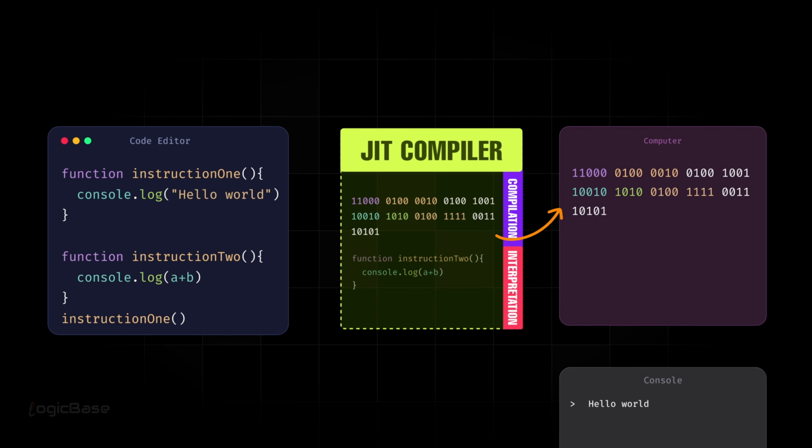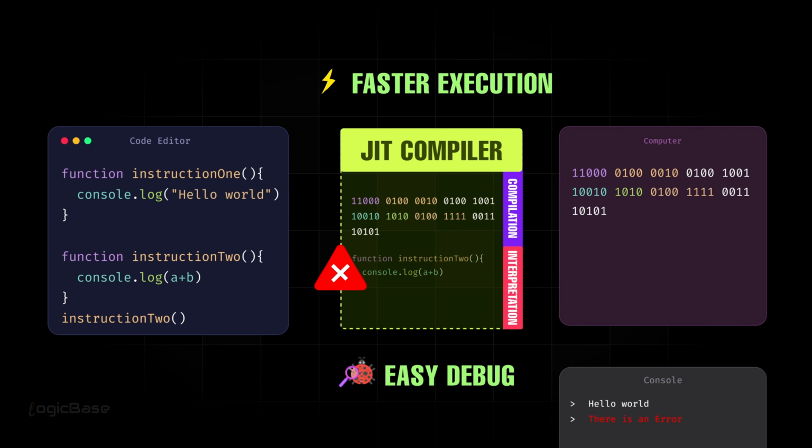Now, suppose we call another function, instruction 2, and an error occurs inside it. The JIT compiler would immediately detect it and say, I have just in time compiled this function, and there's an error here. Stop right there. This allows the programmer to instantly see where the issue is and fix it, maintaining both speed and debugging flexibility. That means we can still debug easily, so it's both easy to debug and fast enough to run efficiently. In other words, it's truly the best of both worlds.